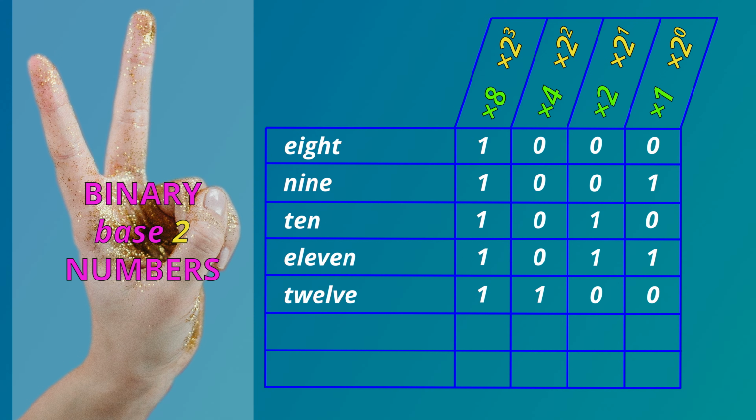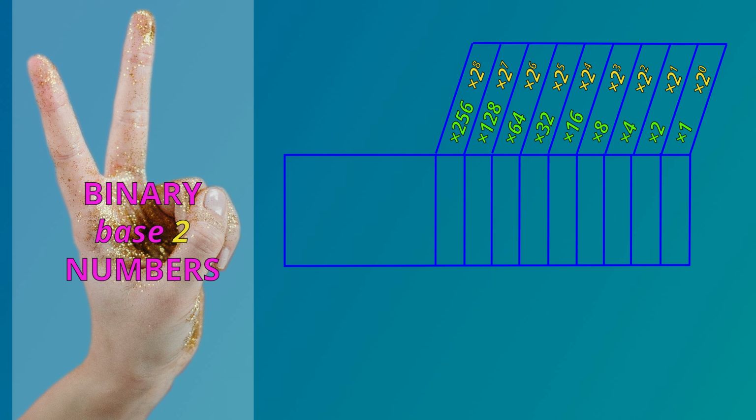12 is 8 plus 4. In binary, we say 1100. 13 is 8 plus 4 plus 1. In binary, that's 1101. The decimal number 14 is 8 plus 4 plus 2. In binary, that's 1110. Now let's see some larger numbers.